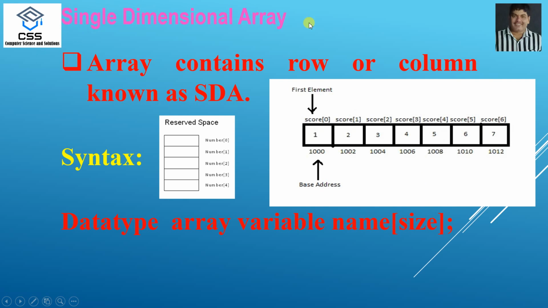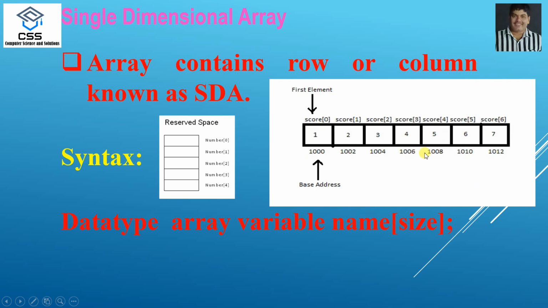First comes the single dimensional array. An array that contains a row or column. If you store the elements in this way or this way, what does it represent? That is your number of rows, 1, 2, 3, 4, 5. In this way you can take them as columns, 1, 2, 3, 4, 5, meaning elements will be represented either in the row form or in the column form, known as a single dimensional array.